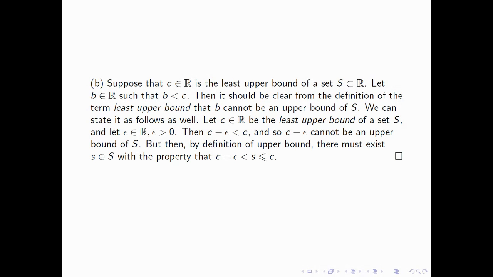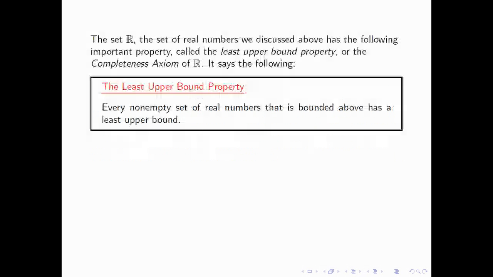But if that's the case, then by definition of an upper bound, we must be able to find an s in S with the property that C minus epsilon is less than s, which is less than or equal to C. Now, this property of the least upper bound is very important. It's going to come up in the first theorem that we prove, that you must know the proof of, which we do next.